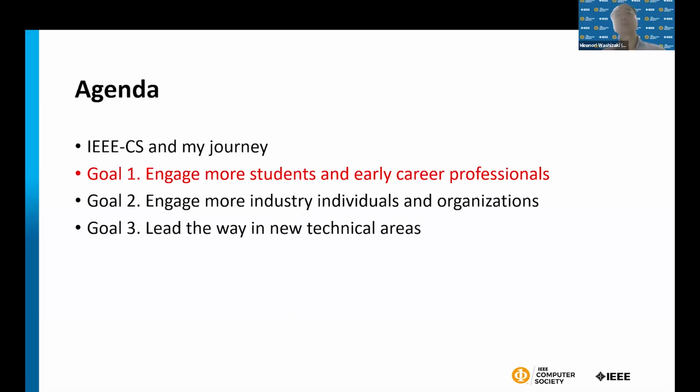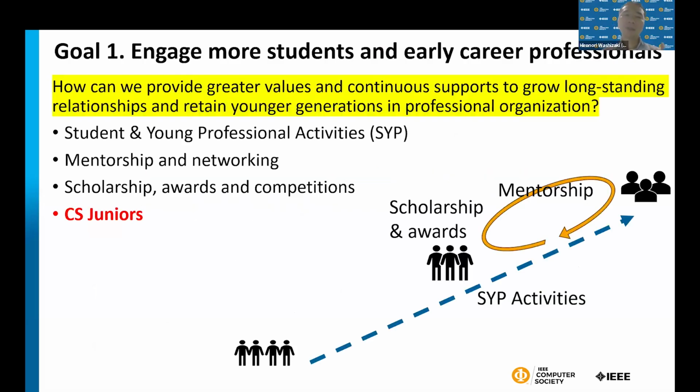All right, so firstly, what about the engagement of students and early career professionals? The key question is how we can provide greater value and continuous support to grow long-standing relationships and also retain younger generations in the professional organization. To do so, IEEE CS and IEEE have implemented a lot of activities such as student and young professional activities. You are the core, the center of this to achieve this goal, of course. So we at IEEE wish to continue to support SYP activities and much more: mentorship programs, networking opportunities, scholarship awards and competitions.